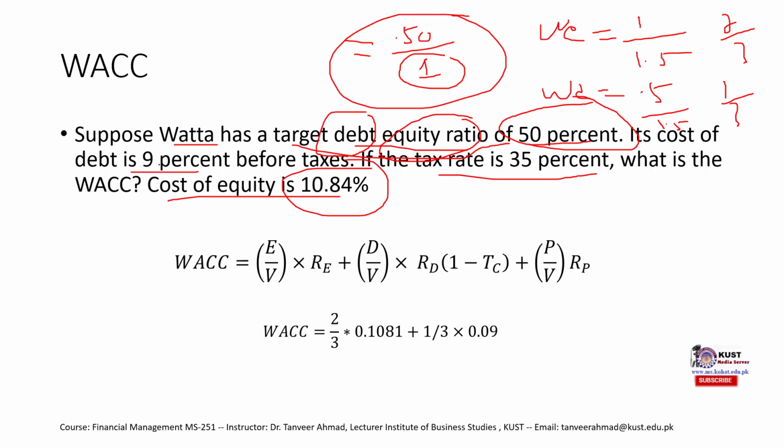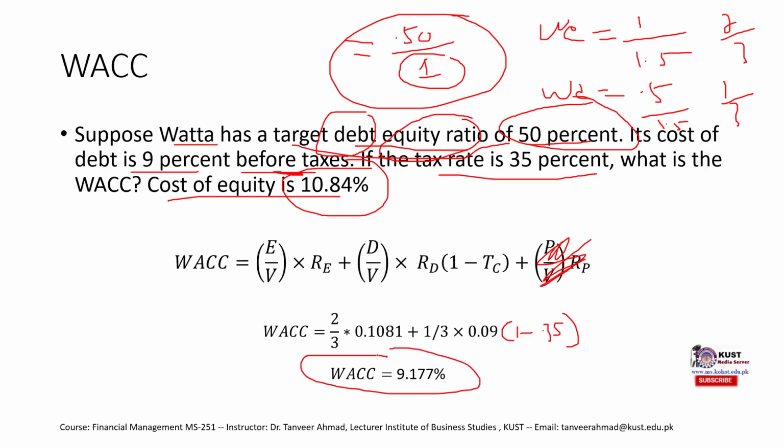So the cost of debt is 9%, but again this 9% is before taxes. So we need to multiply this by 1 minus the tax rate, which is 0.35. I missed entering this into the formula. There is no preferred stock, so there would be no cost of preferred stock. So if we simplify this, we get the WACC of 9.17. So the company's cost of capital is 9.17.